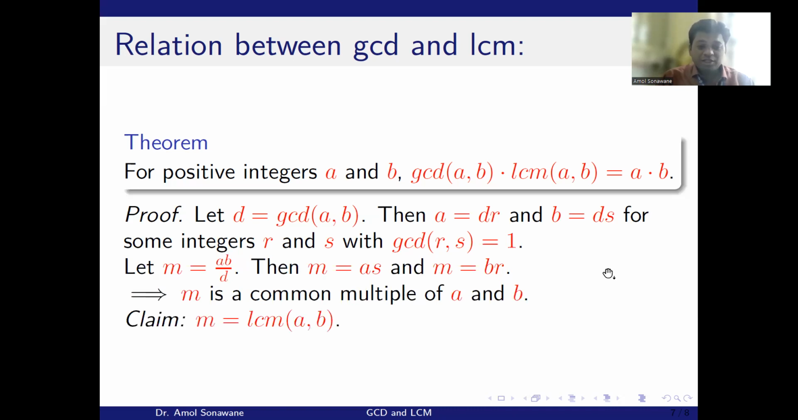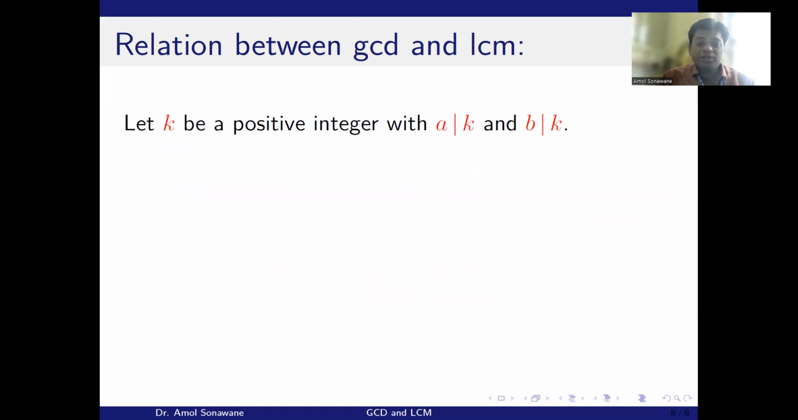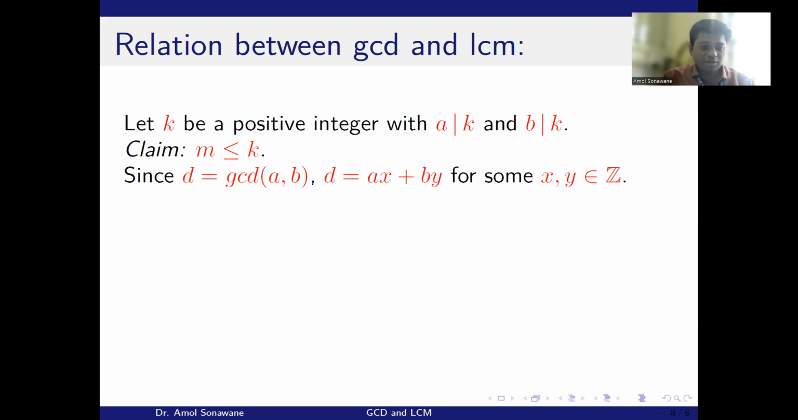And we claim that m is the least common multiple of a and b, means m is the LCM of integers a and b. Let k be a positive integer with k a common multiple of the given integers a and b, means a divides k and b divides k. We claim that m is less than or equal to k, means m cannot be greater than k, means m is the least common multiple of a and b. Okay. Since d is the GCD of a and b, we can write d as ax plus by for some integers x and y.